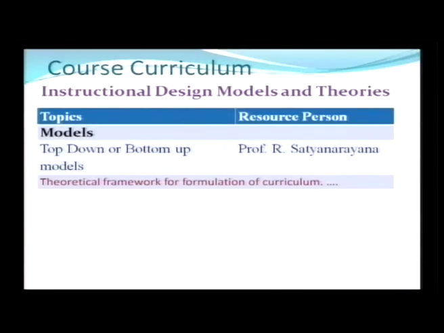be contributing to the next presentation by Professor R. Satyanarayana, Rampelli Satyanarayana, on curriculum and course design, because all these models would be contributing to curriculum and course design. That is the foundation and fundamental to the beginning of teaching and learning.